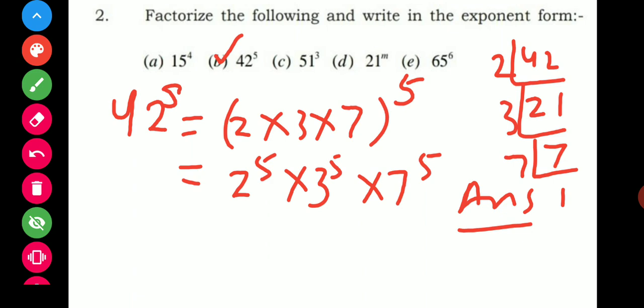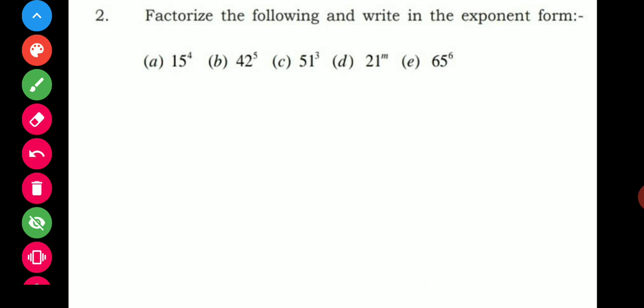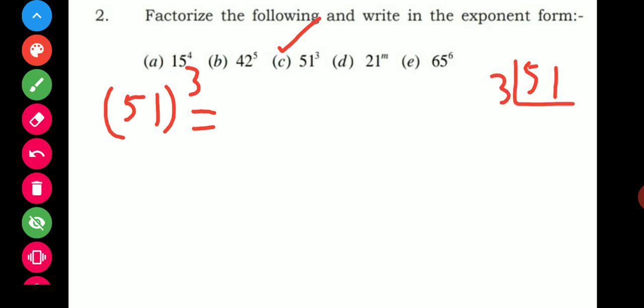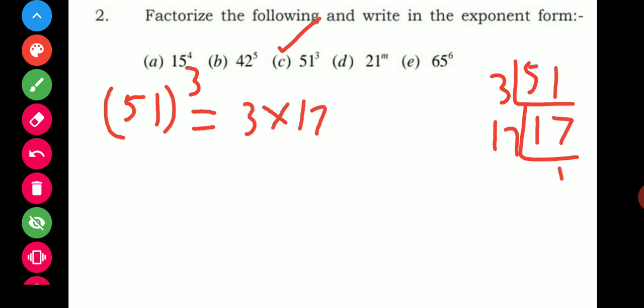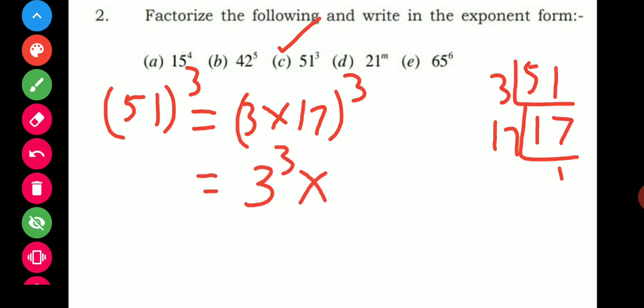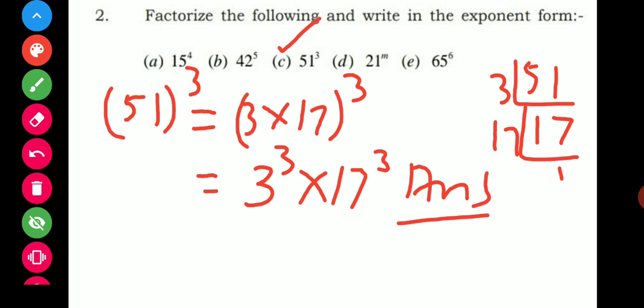Now come to the C part. How can we do the C part? It is 51 to the power 3. So what will happen in this? We have to find the prime factors of 51 first. So 3 ones are 3, 3 sevens are 21, then once again 51. So it becomes 3 into 17 and whole power is 3. Now separate the powers. So 3 to the power 3 into 17 to the power 3. That is your answer. So you can do it easily.